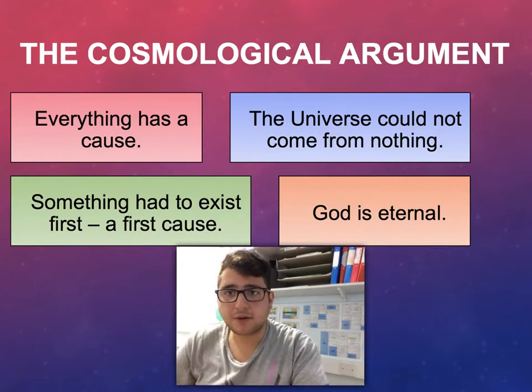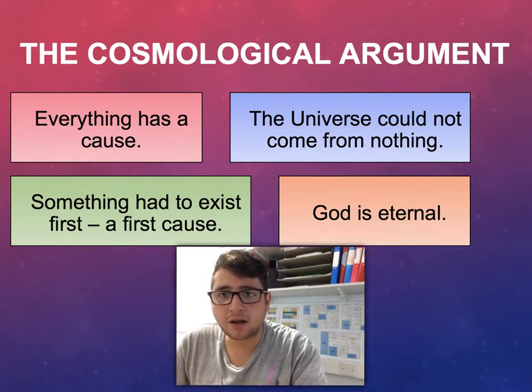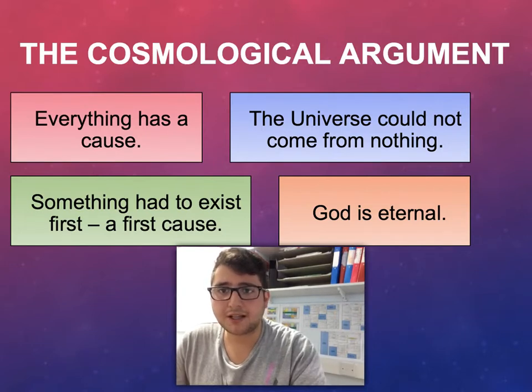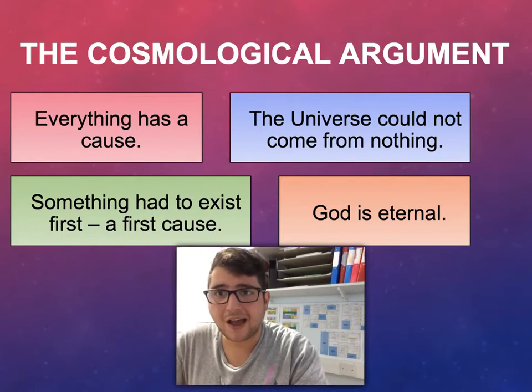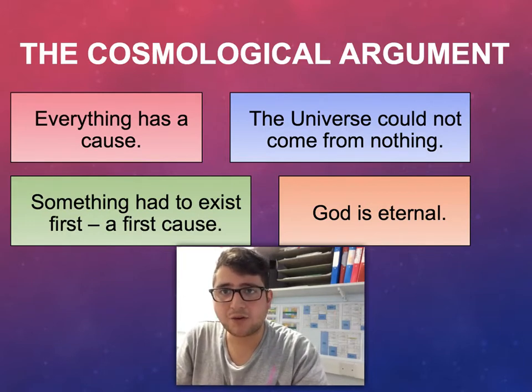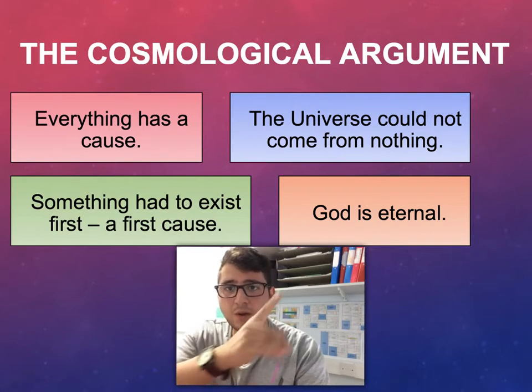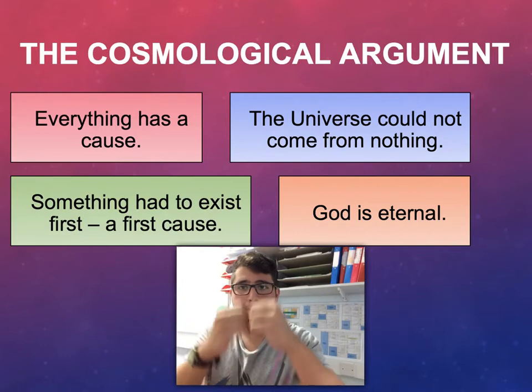Now, the first step of the cosmological argument is in the red box up there. It starts off with a person accepting that everything has a cause. Think back to the domino rally, and that first domino being knocked over caused the second one to fall over, which caused the third one to fall over, which caused the fourth one to fall over, and so on. Now, the cause of that is someone flicking the domino down. Once you accept that everything has a cause, then we can move on to the second step, which is the blue box. That is, that the universe could not come from nothing. If everything has a cause, how can the universe just pop into existence?